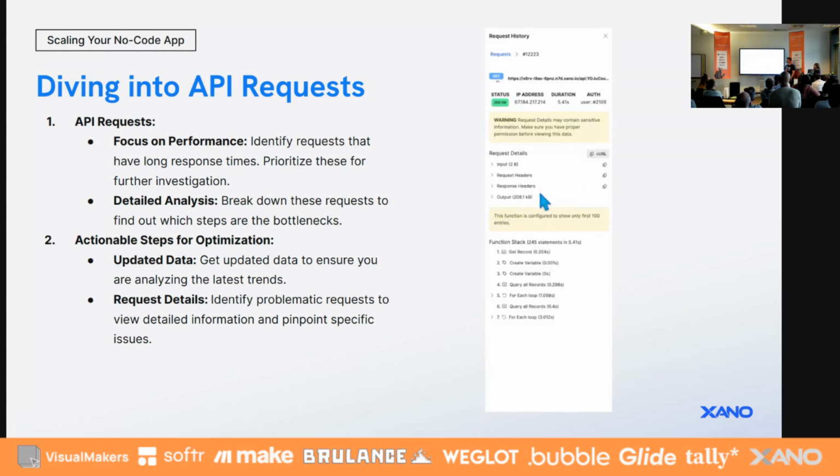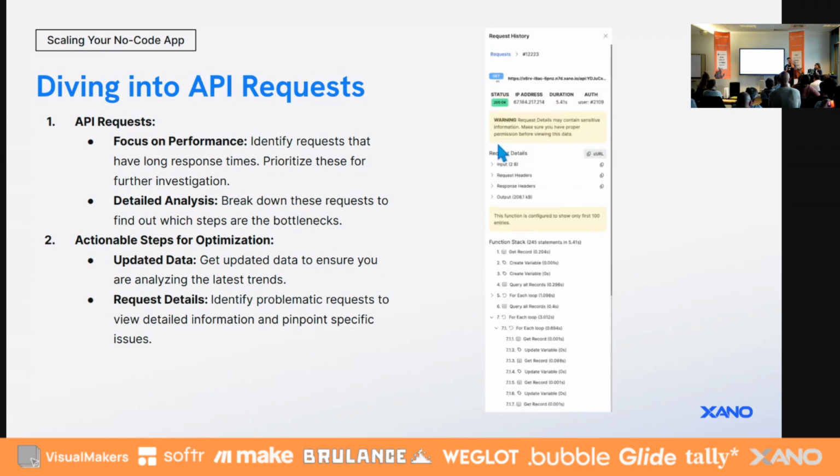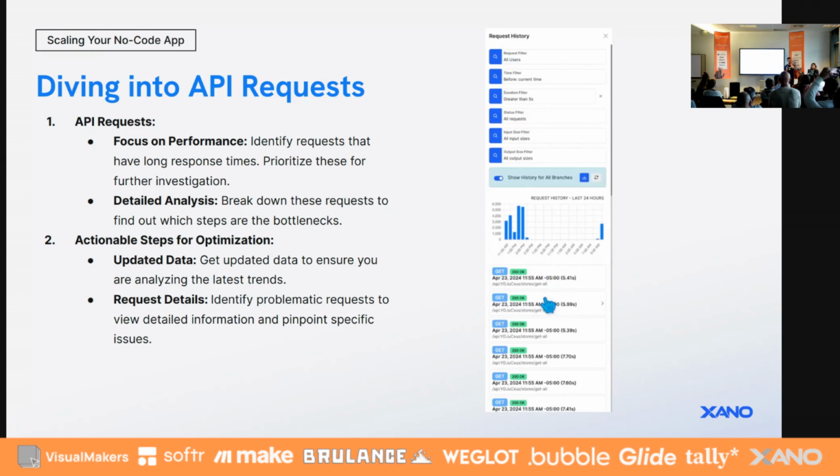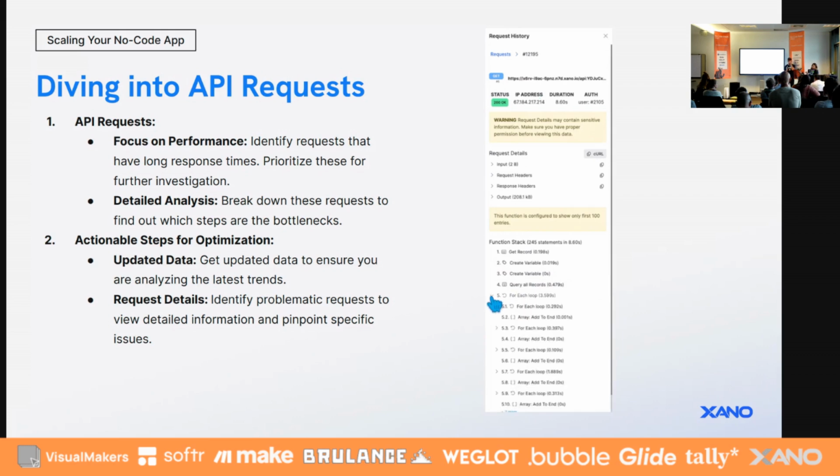So we can start by identifying any API requests that have longer response times. These are going to be our prime targets for optimization. And next, we can actually dial in more granular and take a look to see what kind of functions in there are causing these issues.